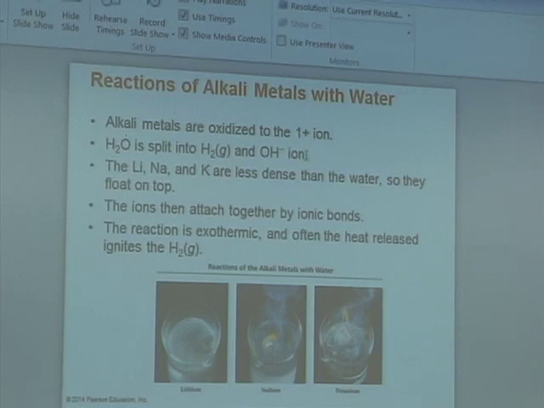For example, we could see the electrolysis of water when we split water into hydrogen and OH minus, right? Or we can form ionic bonds, and when we put them in water, the reaction is quite exothermic and gives off heat. So any questions there?